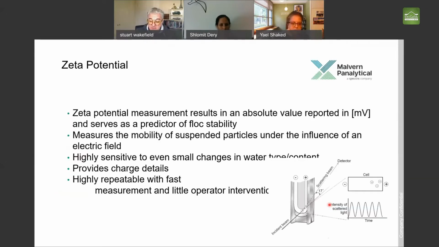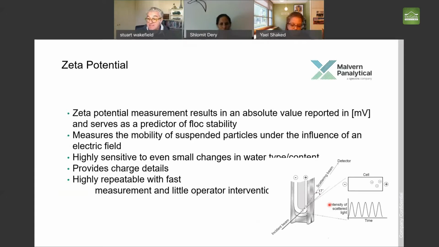Zeta Potential. Zeta Potential is a technique that's deployed by a lot of companies, either, as I mentioned before, in a laboratory environment or a process environment. It's an absolute value, which is good. It's reported in millivolts. And it's a very good tool for not just measuring the system charge of the material, your suspension you've got, but also at predicting what will happen if you are to change that chemistry.